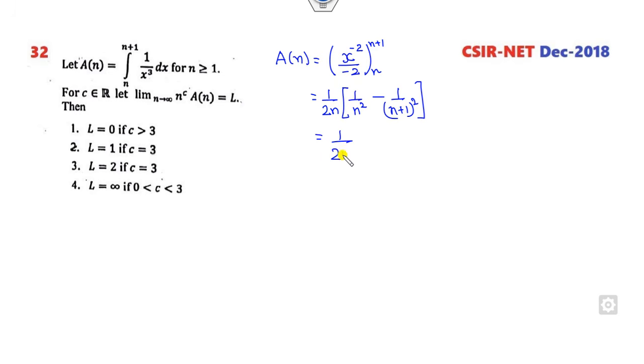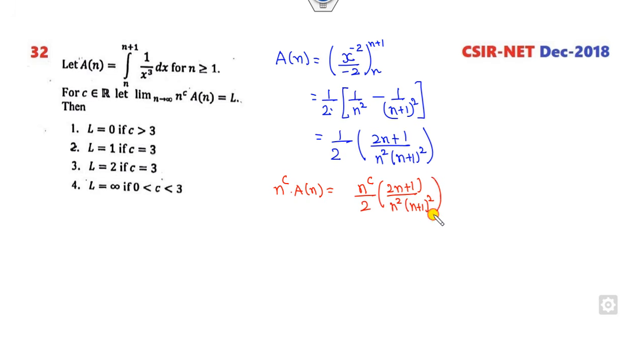Or I can take the LCM. Sorry, 1 over 2 is common. 1 over 2 is common, times (2n plus 1) over n squared (n plus 1) squared. Now if I multiply n^c into A_n, what is the meaning of that? n^c over 2 times (2n plus 1) over n squared (n plus 1) squared. Then we need to take the limit as n approaches infinity.